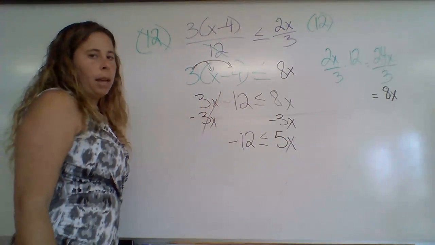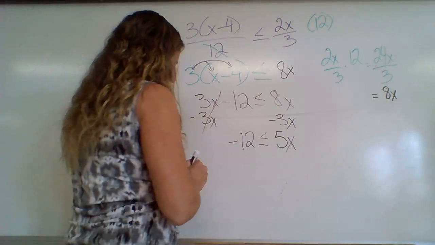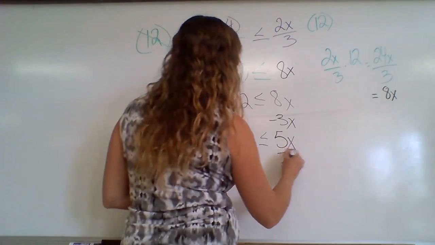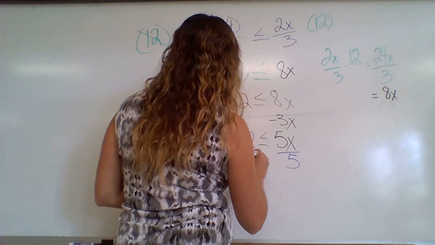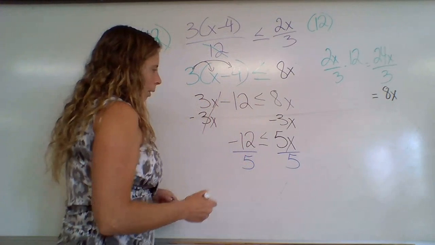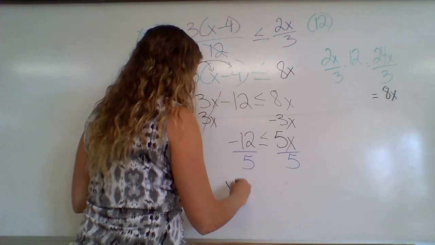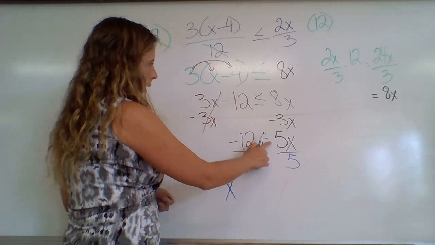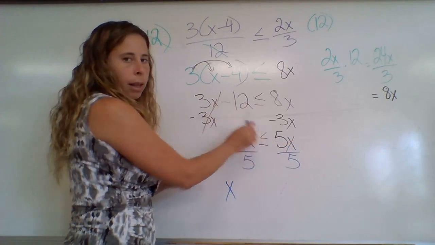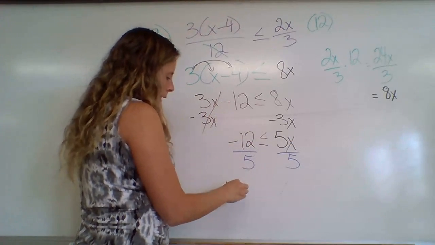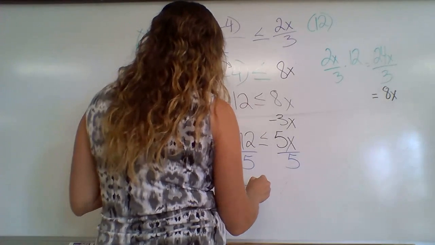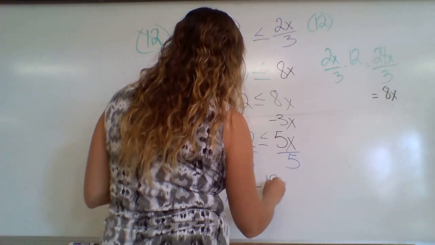Okay. Last step, divide by whatever number is in front of the x. So divide by 5. So then you can't reduce that. So then you just get x is greater, right? The big mouth is facing the x side, so x is greater than or equal to negative 12 fifths.